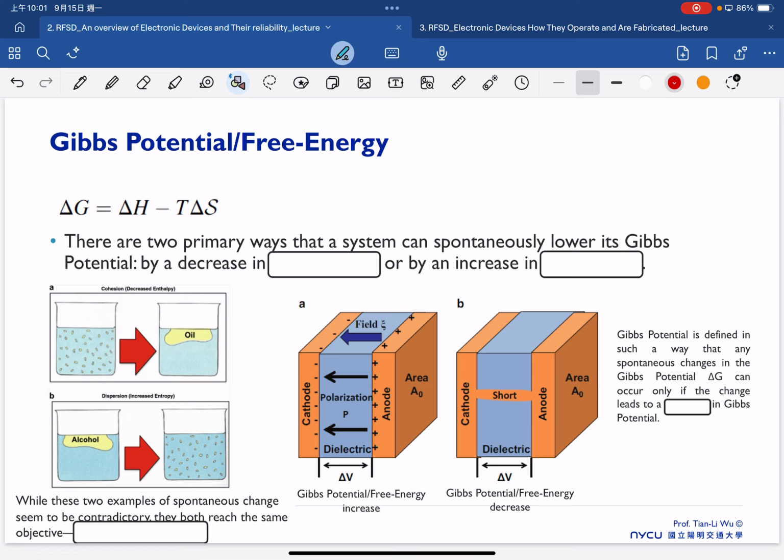So there are two primary ways that a system can spontaneously lower its Gibbs potential: either by decreasing its delta H, which is enthalpy, or by increasing delta S, which is entropy.